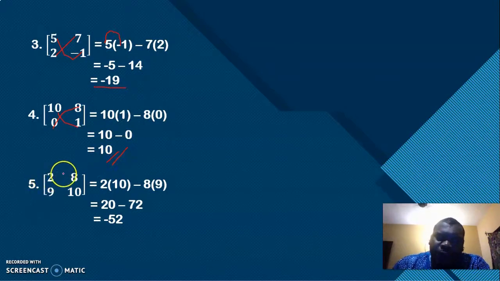So example 5: 2, 8, 9, 10. So we have 2 times 10, then 8 times 9. So 2 times 10 minus 8 times 9. So that gives us 20 minus 72. And that gives us negative 52. Well, that's the determinant.